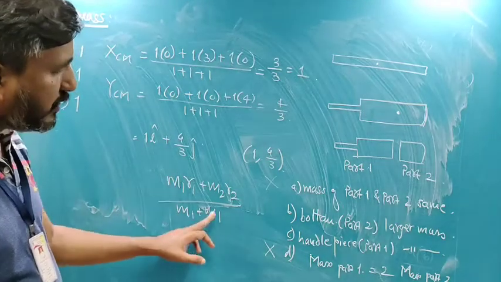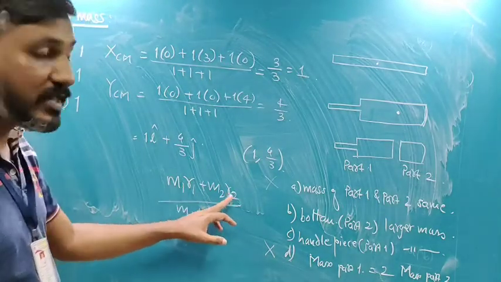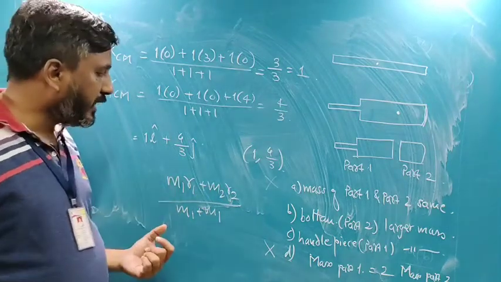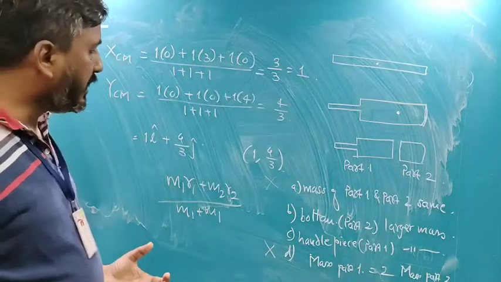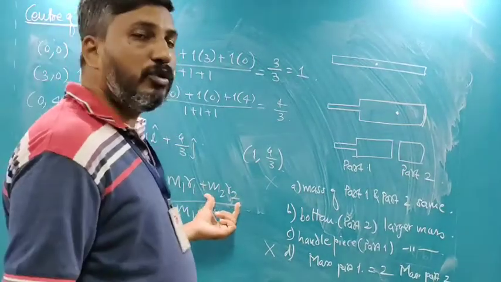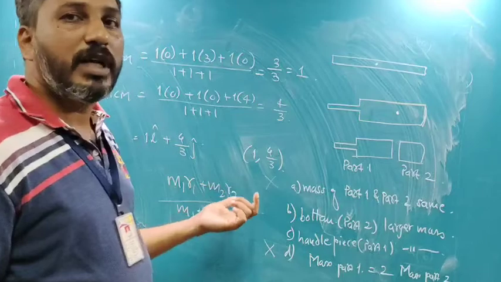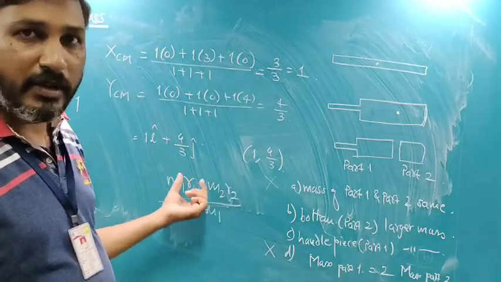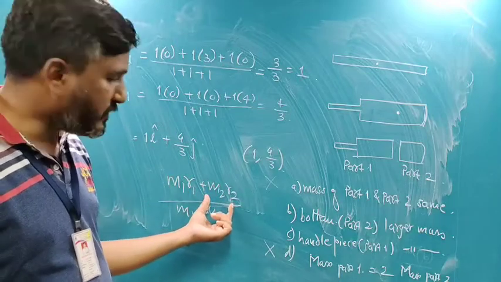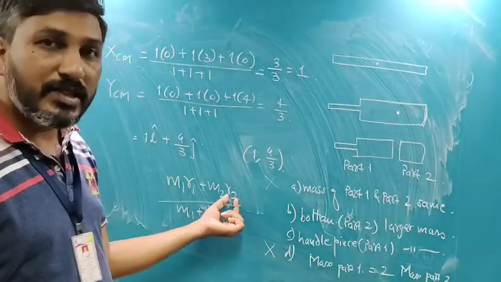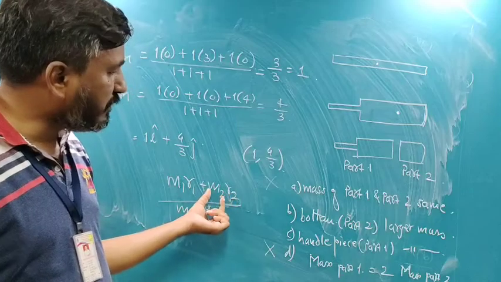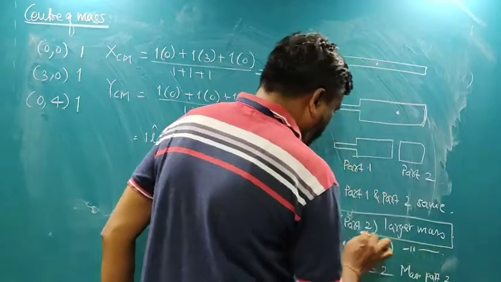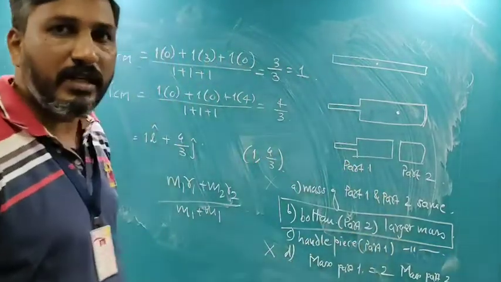Here it depends on the masses of the particles and the distances of the particles. Therefore, if m1 r1 and m2 r2 are both the same, which condition is correct? Here m2 is greater. If m1 r1 and m2 r2 are the same, r2 is less. That is the distance: r2 is less, and obviously m2 is greater. Therefore, the correct option is that the bottom part has a larger mass. This is the correct option.